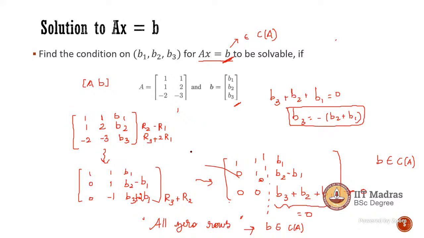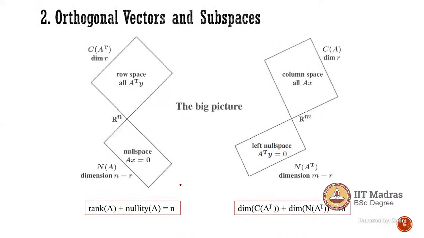Yeah. So let's move on to the other topic, that is orthogonal vectors and subspaces. So here, what is your orthogonal vectors property? Say if you have two vectors, x and y, your orthogonality is that the dot product of these two vectors should be equal to 0. That is the orthogonality property.